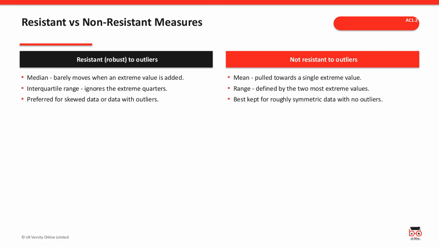This splits our summary measures into two camps. The resistant ones barely flinch when an extreme value turns up: the median hardly moves, and the interquartile range ignores the extreme quarters entirely, so they're your go-to for skewed or outlier-heavy data. The non-resistant ones are the mean, which gets tugged towards a single extreme, and the range, which is defined by the two most extreme values, so keep those for roughly symmetric data with no nasty outliers.